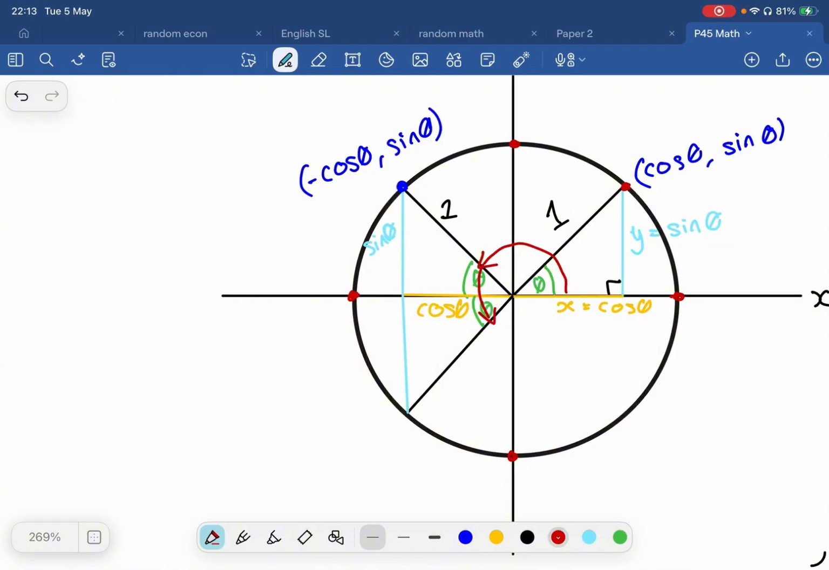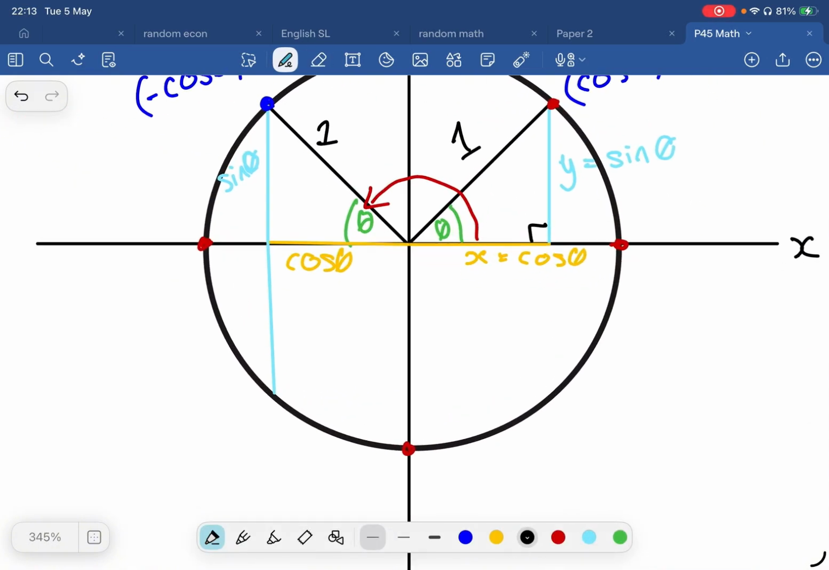So what would the value of the red angle be? Well, it would be now 180 plus theta. Because remember, it's just this 180 plus this theta. So 180 plus theta. That's the red angle. Okay? I'm going to rub that out because I don't want to leave too much on this one. I'm trying to keep it as simple as possible.